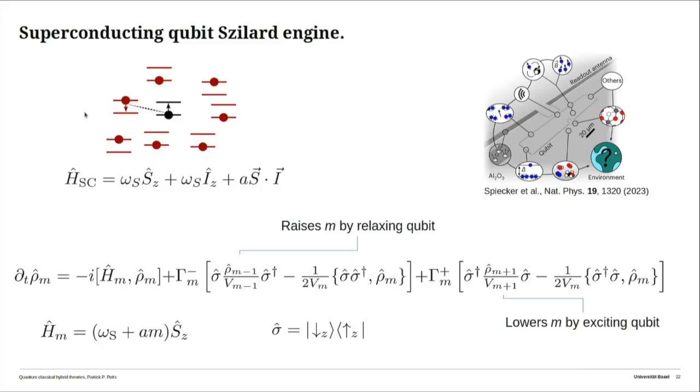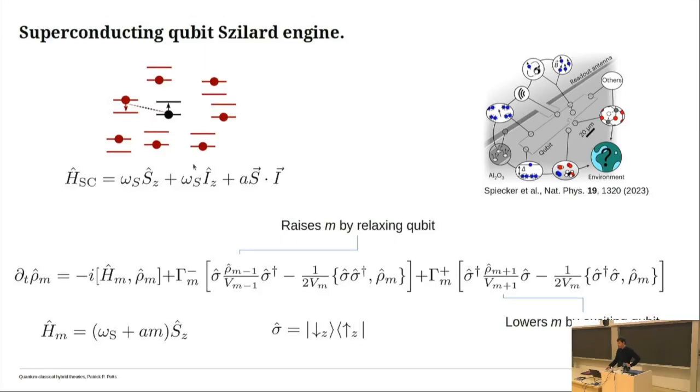And so I now want to illustrate how this works with this qubit Szilard engine a bit in more detail. So we start out with this Hamiltonian. We have a qubit with a splitting omega_s, and a bunch of two-level systems that are resonant with the qubit. So this I is a collective spin operator, and then we have this kind of coupling. And from this Hamiltonian, you can get the EMME that is shown in the bottom. And so indeed, the Hamiltonian is simply the Hamiltonian of the qubit plus essentially a Zeeman term that depends on the magnetic field of the reservoir.